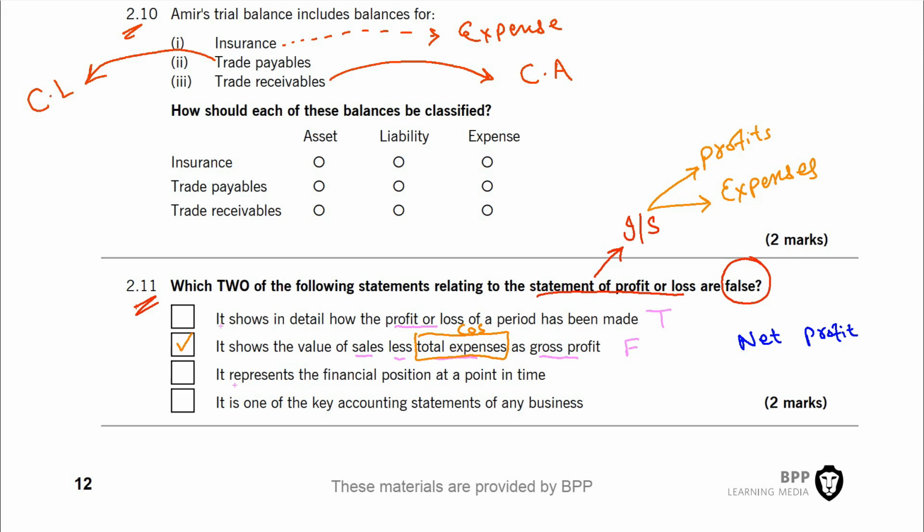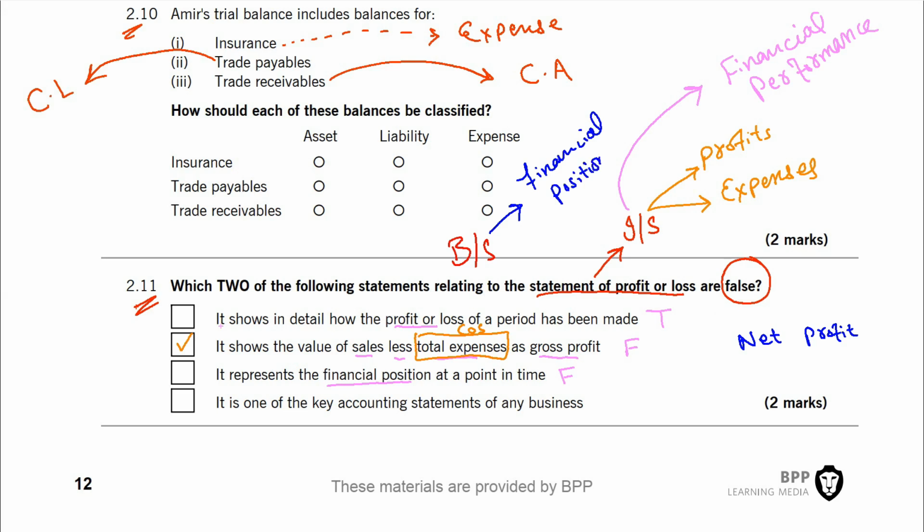The next option is it represents the financial position at a point in time. This statement is also false because our income statement represents the financial performance of the business instead of financial position. On the other hand, if we talk about the balance sheet, then yes, the balance sheet represents the financial position of the business. Okay, so this statement is also false. It is one of the key accounting statements of any business, and yes, it's true.